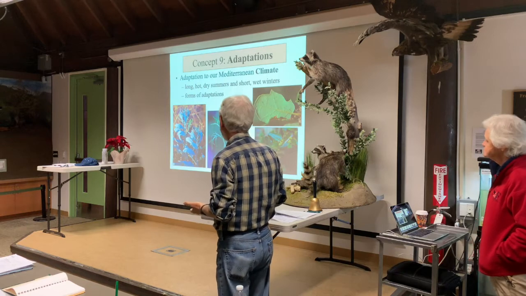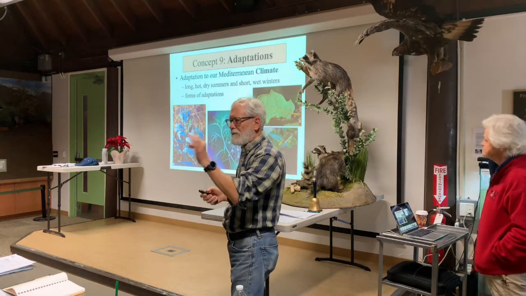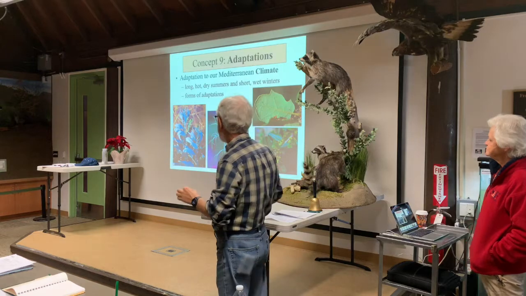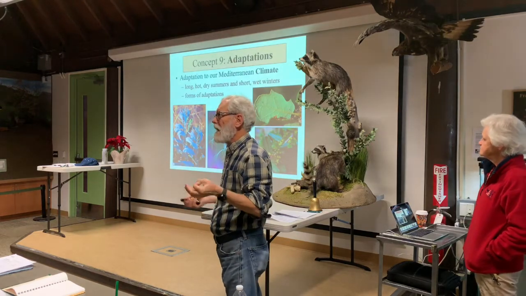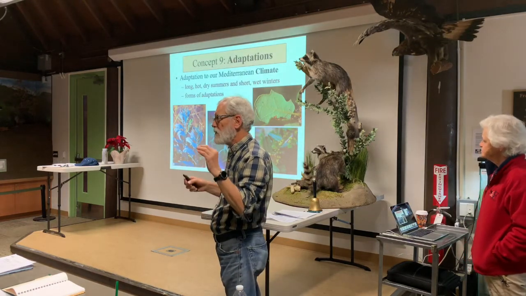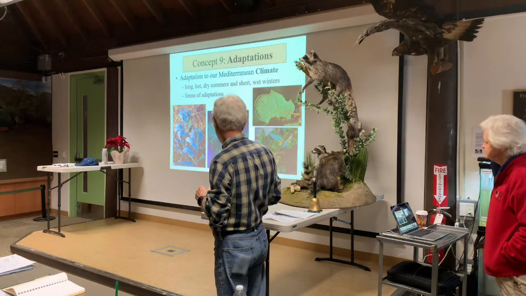Another one is a lot of plants have tiny leaves in lots of different ways, but having small leaves is a very common adaptation in Southern California to not losing too much water.